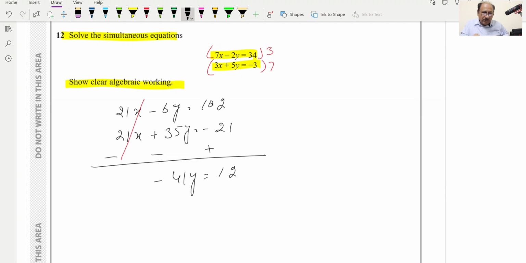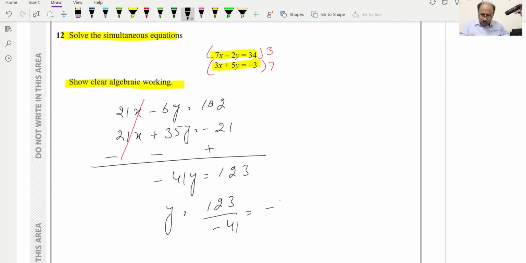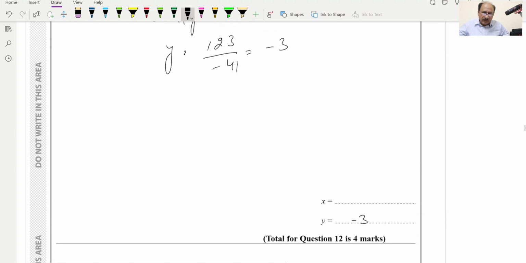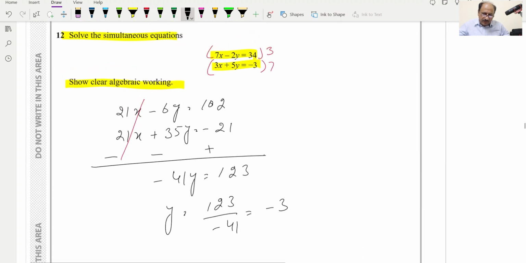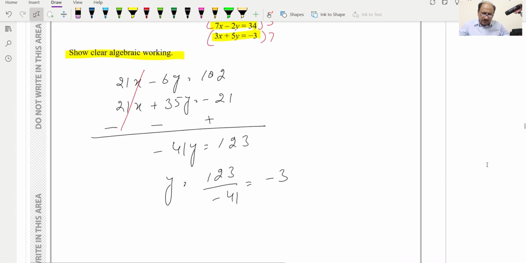123. So y will be equal to 123 divided by minus 41, which is equal to minus 3. So the y value is minus 3, which we found. We can write here y value as minus 3. Now x value we can find by replacing this y value in any of these two equations. I am replacing in equation 1.